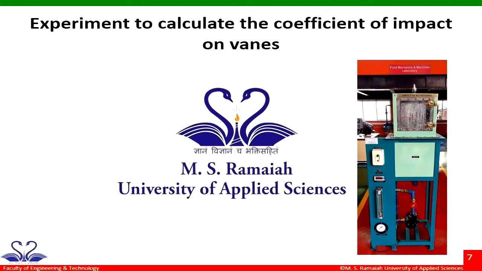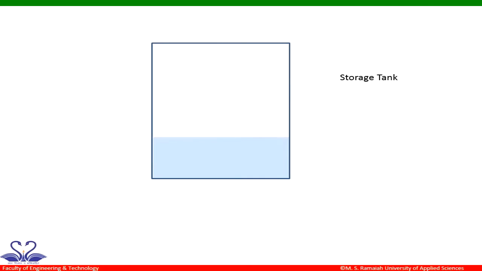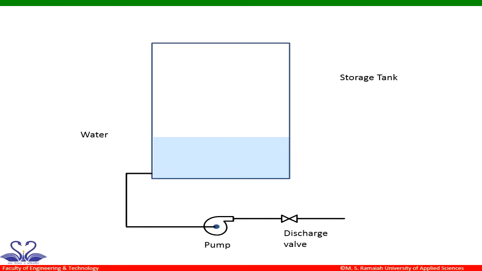This is the experimental setup that we have at our fluid mechanics laboratory. The experimental setup consists of a storage tank for water storage. It is connected to a centrifugal pump to pump the water. A discharge valve at the downstream of the pump is used to control the flow rate of water. Further, it is connected to a flow meter. Here, we use a rotameter to indicate the volumetric flow rate of the water.